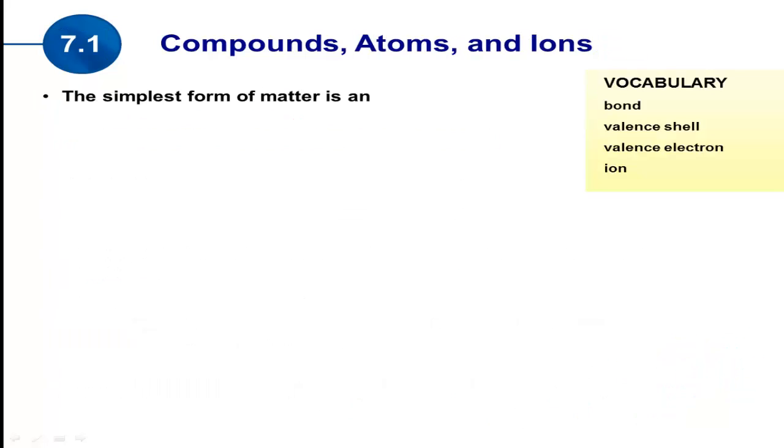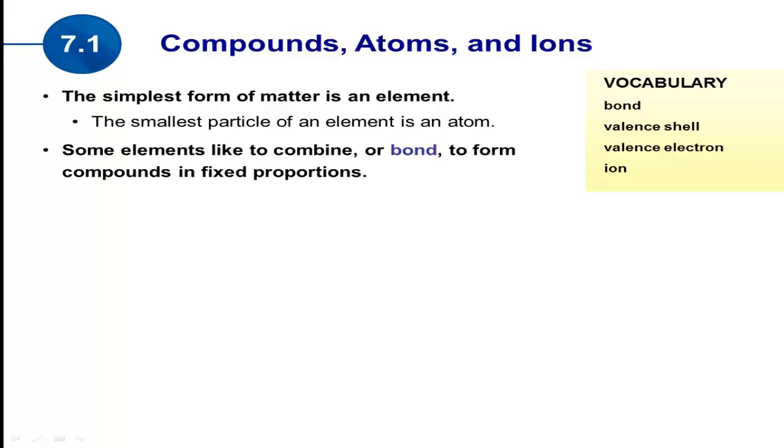So, the simplest form of matter, as you know, is an element. If it's not on the periodic table, it's not an element. The smallest particle of that element is said to be an atom. Some elements like to combine or bond to form compounds in fixed proportions. That's the definition of a compound. So, sodium chloride, water, these are compounds because you're always going to have a ratio in a compound of, like sodium chloride, of 1 atom of sodium to 1 atom of chlorine. Notice we don't actually write the ones in as subscripts, it's just assumed. Whereas in water, we've got 2 atoms of hydrogen to 1 atom of oxygen.